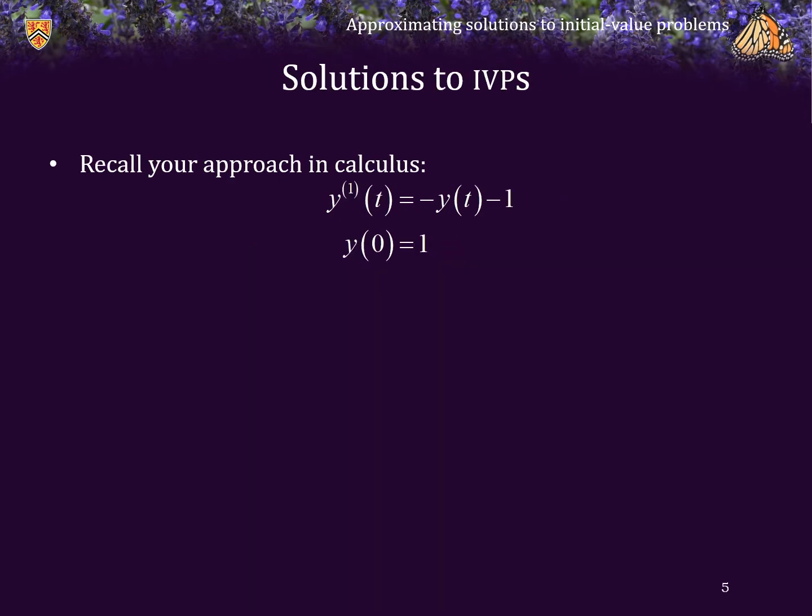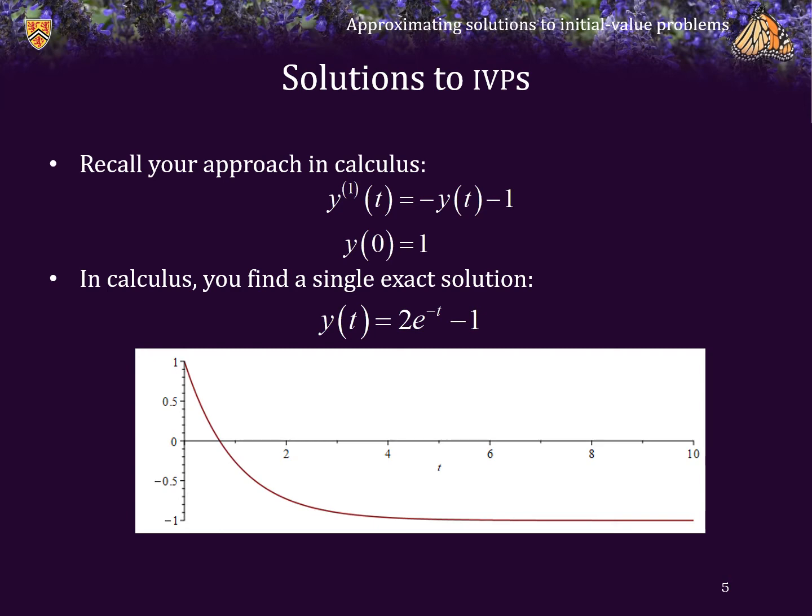Now, recall your approach in the calculus course for this particular initial value problem. In calculus, you find a single exact solution that is true for all time. So in your calculus course, you found that the y of t that satisfies both that differential equation and has the value of 1 at time t equals 0 is the function 2 times e to the negative t minus 1.